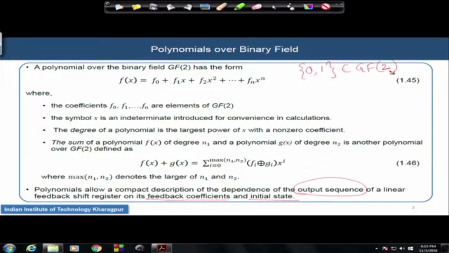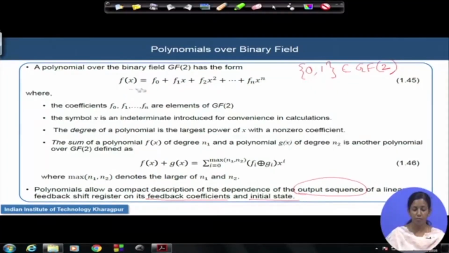Any polynomial in the Galois field 2 in general can be written as f(x) = f0 + f1 x + f2 x^2 + ... + fn x^n, where the terms f0, f1, f2 up to fn we call the coefficients. The x introduced here is called the indeterminate, and this indeterminate is introduced for convenience in the calculation.